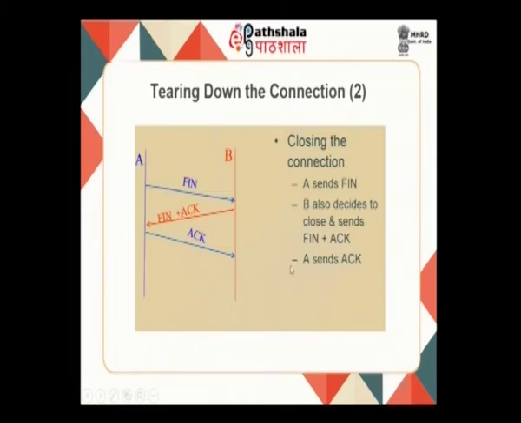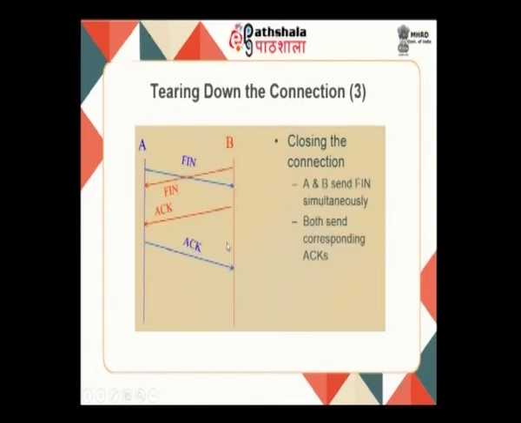Now, B meanwhile, by the time it receives this FIN from A, could also have decided that it wants to close the connection, which means B also wants to send a FIN to A. So, what it could do is combine both the FIN and the ACK together and send it as a FIN plus ACK packet. So, you have a FIN, and in response you are sending a FIN plus ACK. This acknowledgement acknowledges the FIN that was sent by A, and now you are sending a FIN from B to A. In response to that, A will send its acknowledgement and this will close the connection on both sides. So, this is something that could happen.